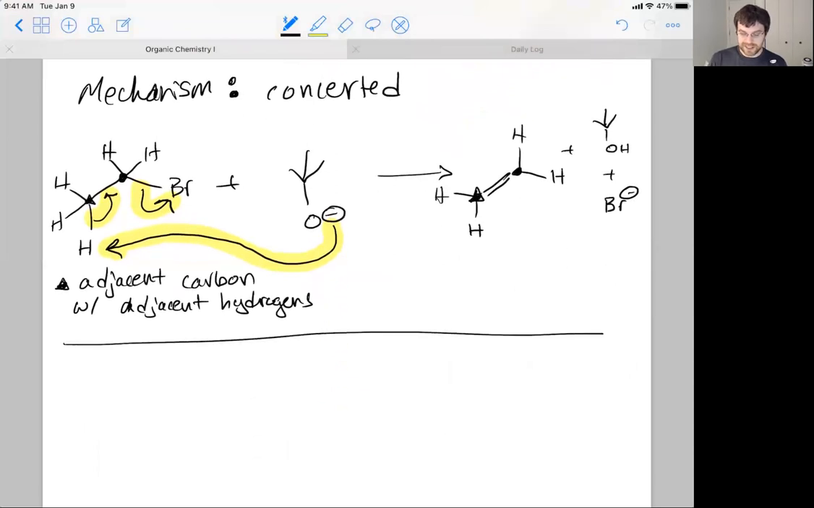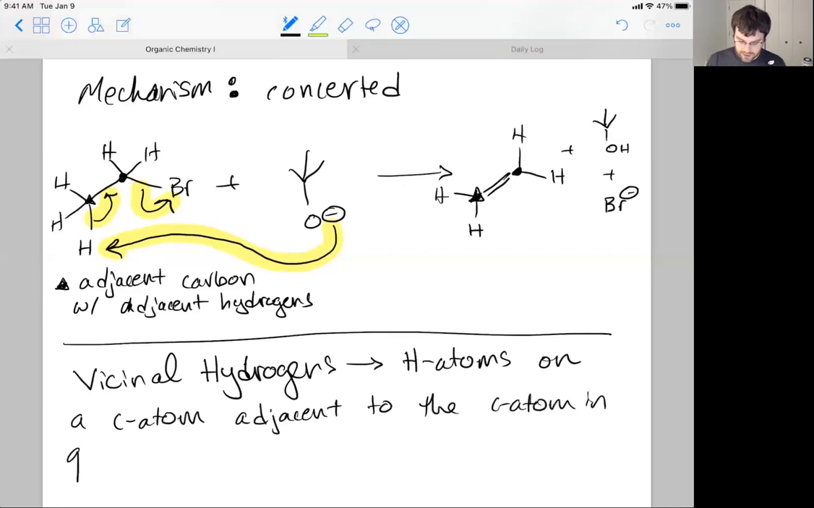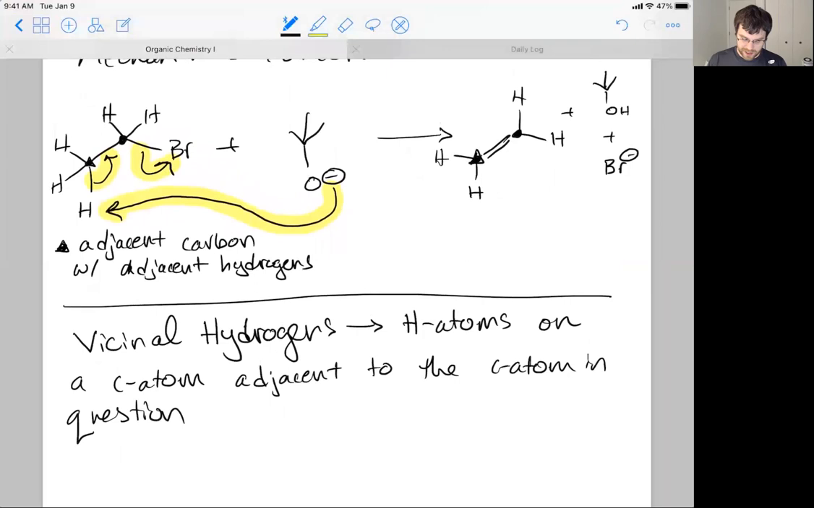Now, I would be remiss if I didn't teach you a proper name for these things, and that is the word vicinal. So vicinal hydrogens are H atoms on a C atom adjacent to the C atom in question. Okay, that was awkward. That was awkward to write.